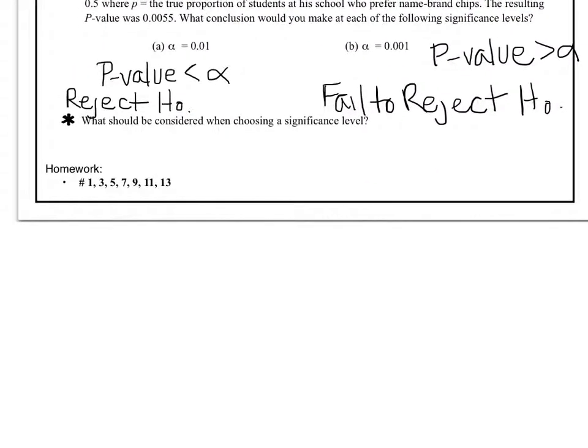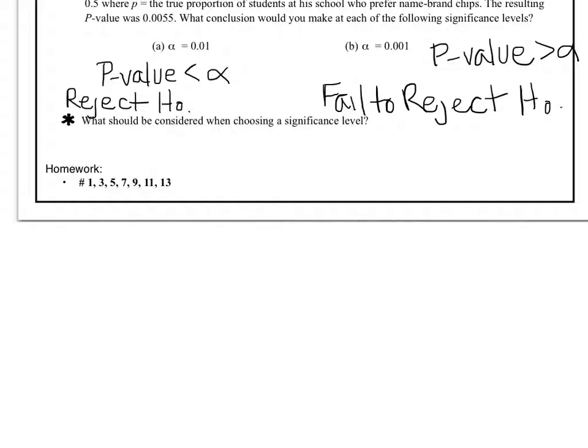Okay, there are many things that should be considered when choosing a significance level. One, how plausible is your null hypothesis? Okay, the more that people believe the null, the more evidence they're going to need you to show them that the null is incorrect. So you need to pick a smaller significance level.